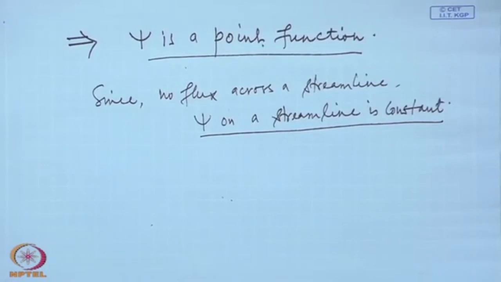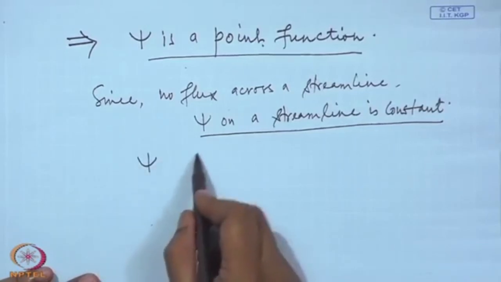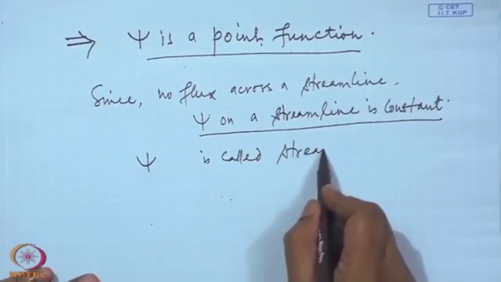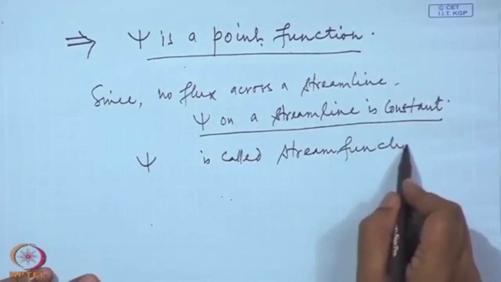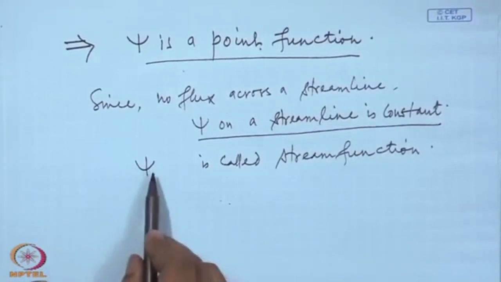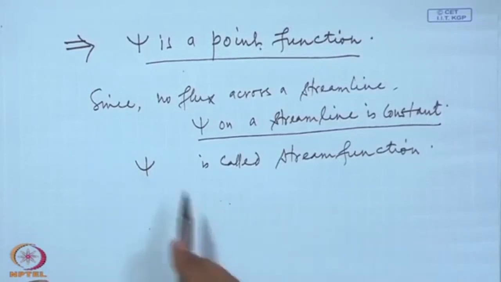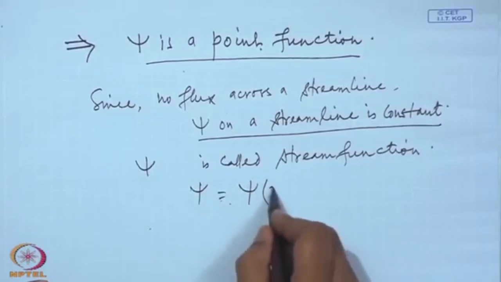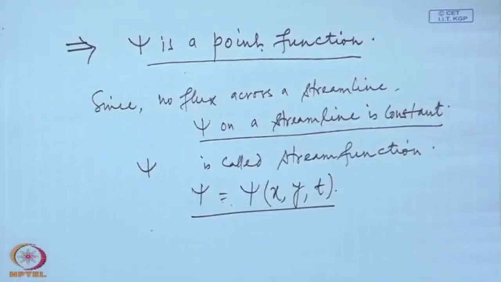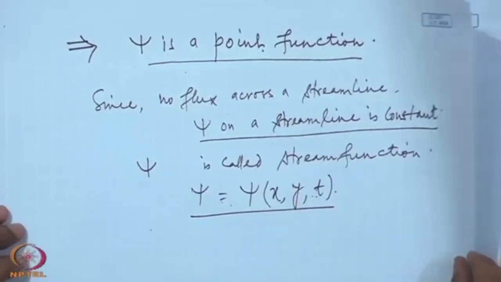And following this, the function psi has a special name. It is usually called the stream function. In the case of incompressible flow, this is a function of position as well as time. So, psi is basically, for the incompressible flow case, psi x y t, a function of position and time. Of course, if the flow is steady, then it is not dependent on t.